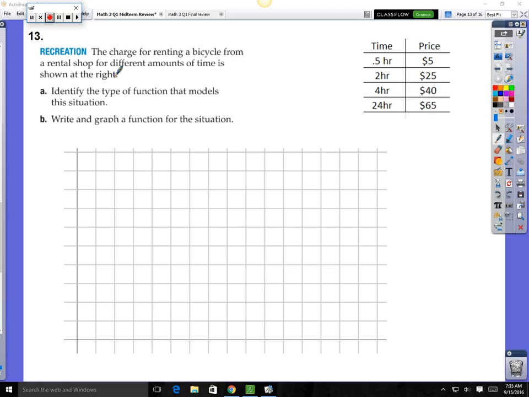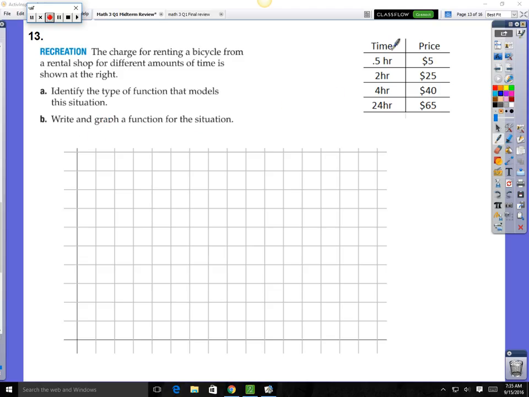Number 13, recreation. The charge for renting a bicycle from a rental shop for 4 different amounts of time is shown at the right. Identify the type of function that models, and then B, write and graph a function.